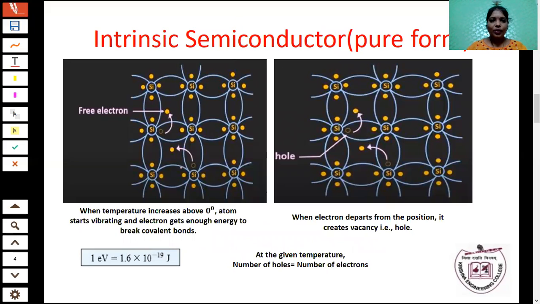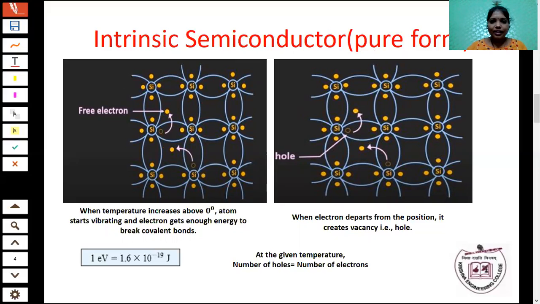First we are going to see about intrinsic semiconductor. It is also called the pure form. Here I have taken the example of a silicon crystal structure. Already in the last lecture I explained what a crystal structure is, so I will repeat the same again. Crystal structure means when the atoms are combined to form a solid, that is a crystal structure. In this crystal structure, I am considering a silicon element.